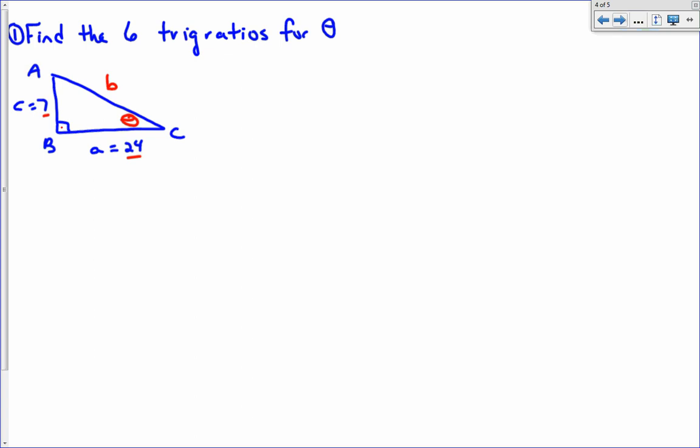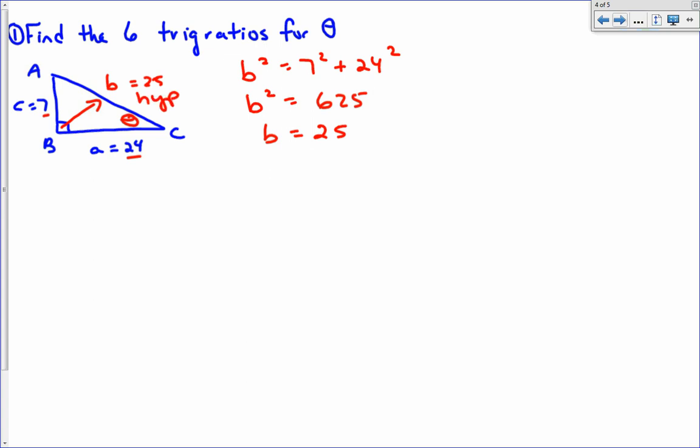Since it is the hypotenuse, we can say that B squared is 7 squared plus 24 squared. So that'll be 49 plus 576, together they come to 625. And so B is 25. Okay, and that is the hypotenuse, so we'll call it that.